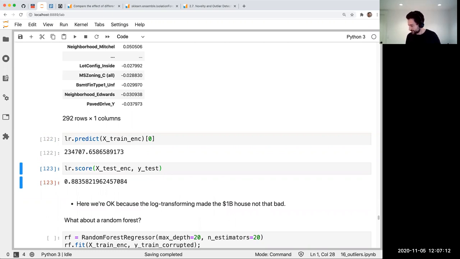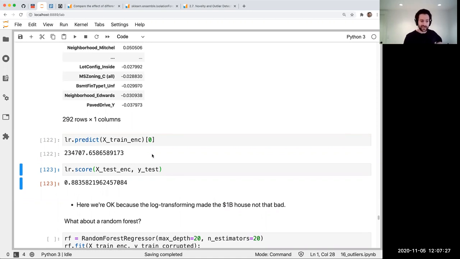The interpretation of log transforming, if you remember, is that one extra bedroom gives you like a 10% extra boost. And so you can get up to that $1 billion by just doubling the price a bunch of times. So yes, it does help.